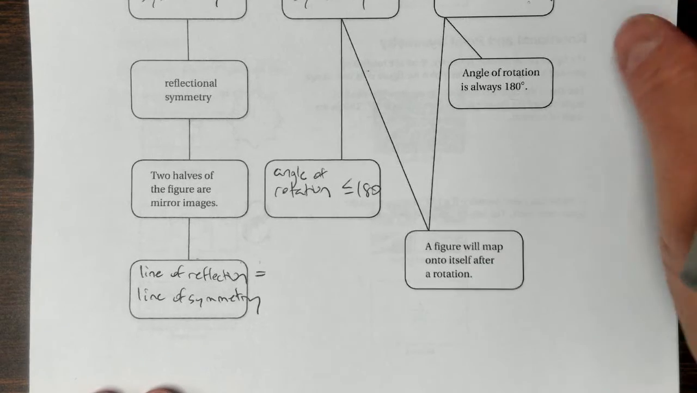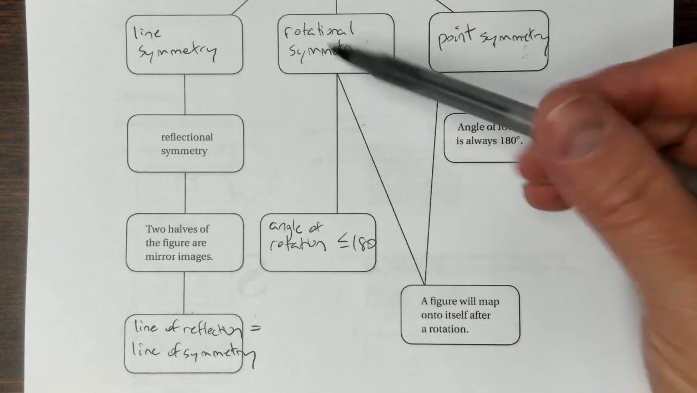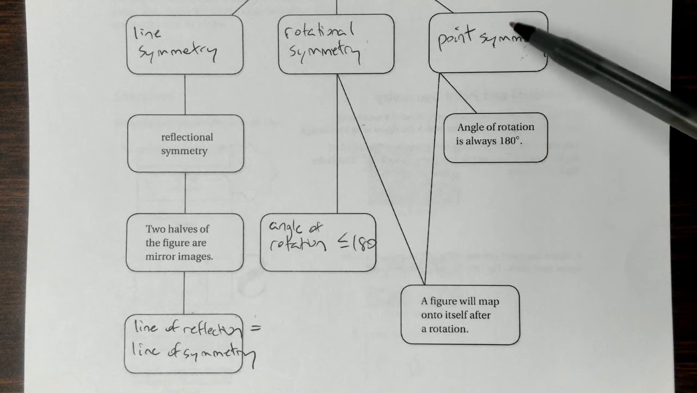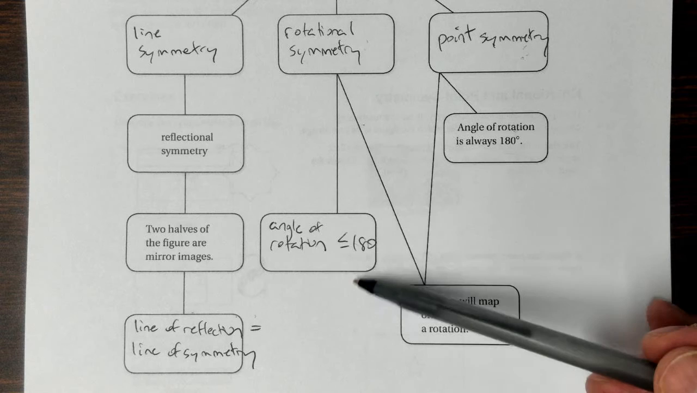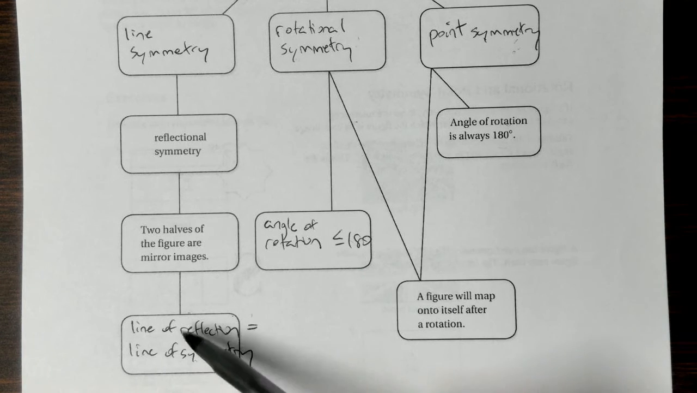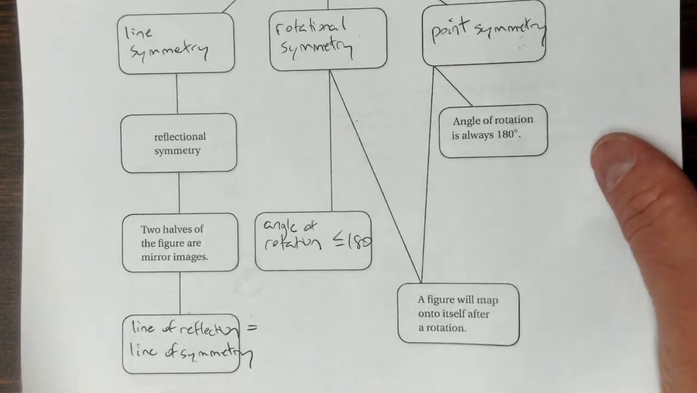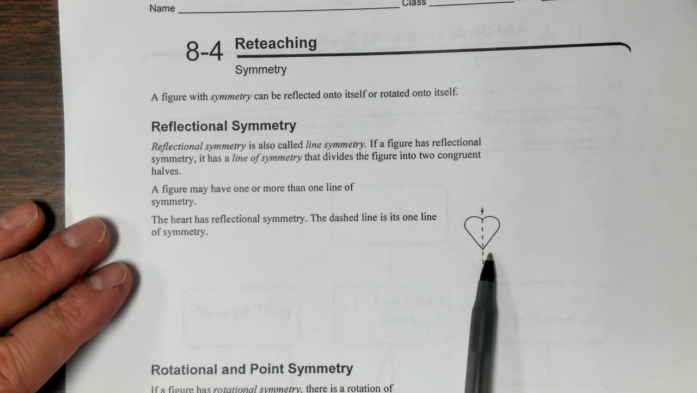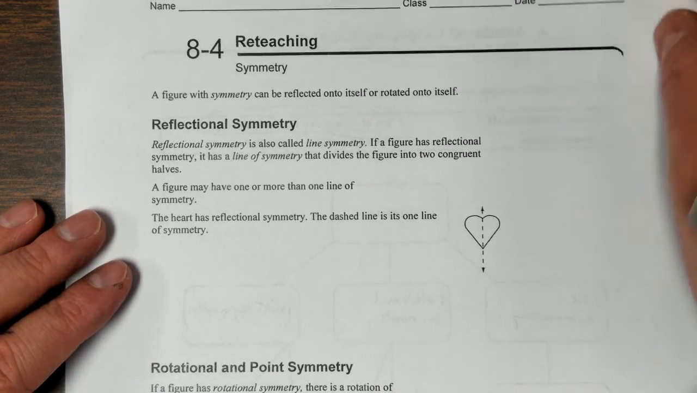Okay, so there's your blanks for that. You have your line symmetry, rotational, and point. Those are your 3 types. This one was the angle of rotation less than or equal to 180. And then this one was your line of reflection equals your line of symmetry. Okay, now you have an example with reflectional symmetry, and they just have a heart.